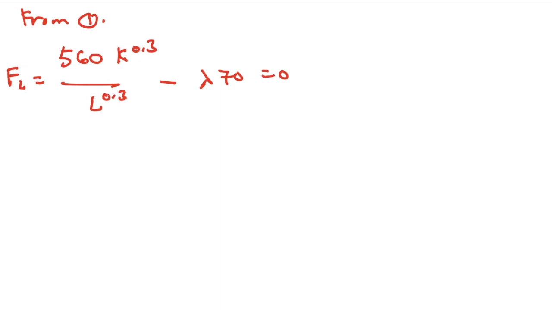Why does L become situated in the denominator? Because initially L was to the power of minus 0.3. You can bring it to the denominator, and it becomes this. From here, you can rearrange it further, and then you get something like this: 560 K^0.3 over L^0.3, isn't it?